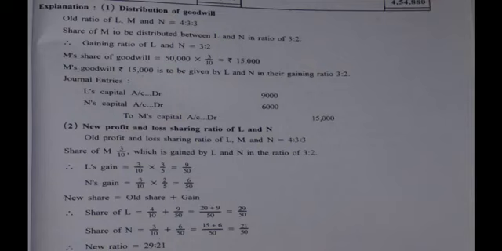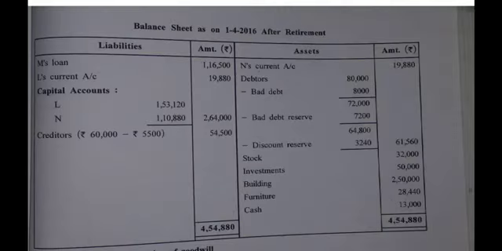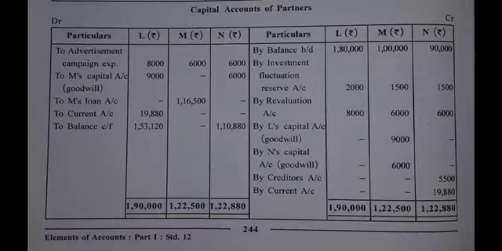Alright, let us post this journal entry. This journal entry is the same in each and every sum. So we are going to post this in the partners' capital accounts here. Our journal entry is L and N are debited and M is credited. So the one who is credited in the journal entry will be written on the debit side in the process of posting. So on the debit side, it is written to M's capital account, amount in the column of L and N, 9,000 and 6,000.